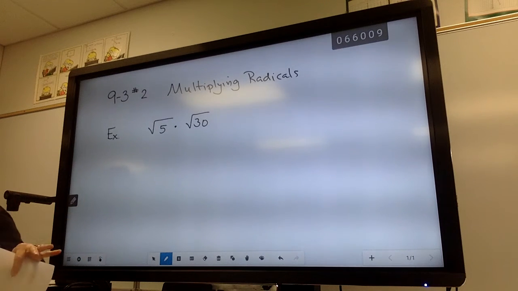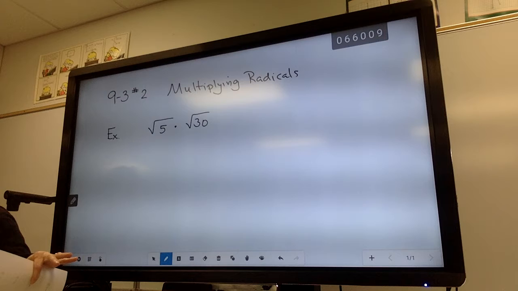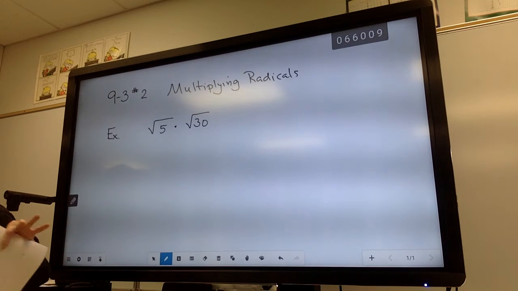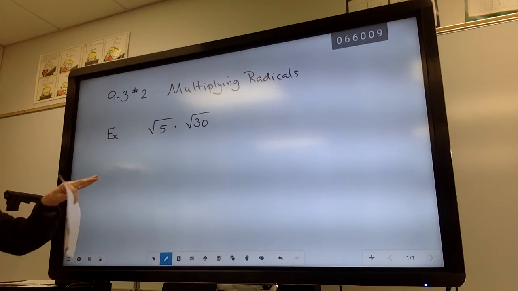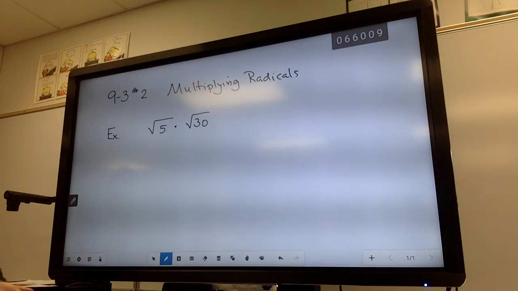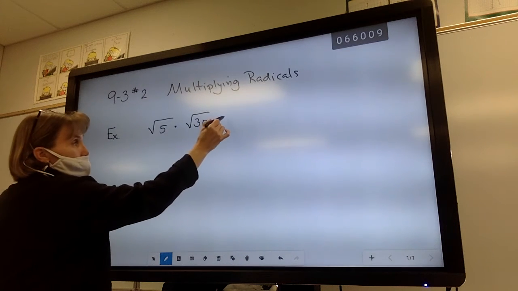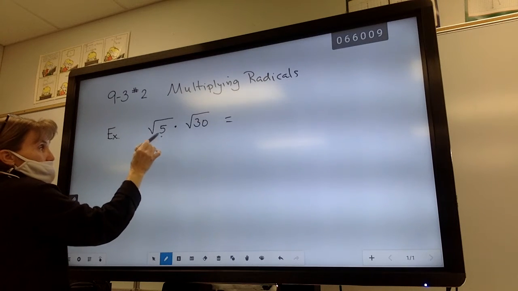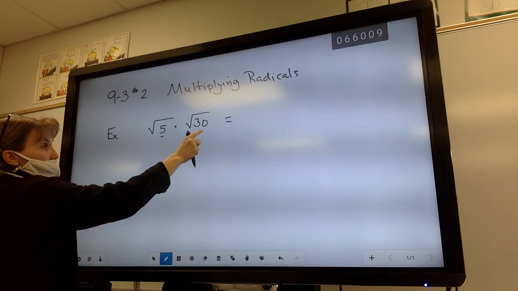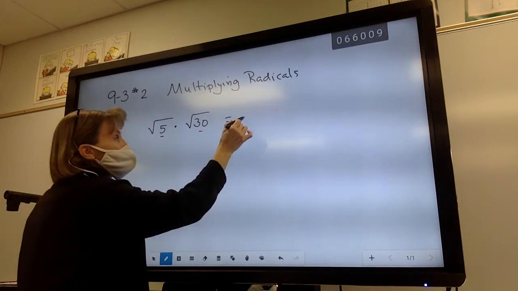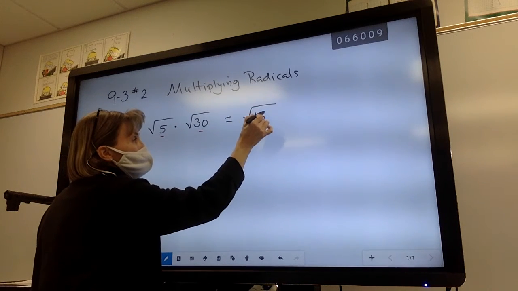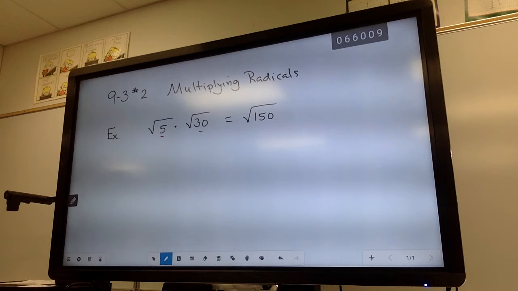But when it came to multiplying, did I need like terms? No. I could multiply even if the variable and the exponents weren't the same. Same is true with radicals. We can multiply these together, and the way that we do it is we're just going to multiply. The number that's underneath the radical is called the radicand. We're just going to multiply those together and say that's the square root of 150. Take 5 times 30.